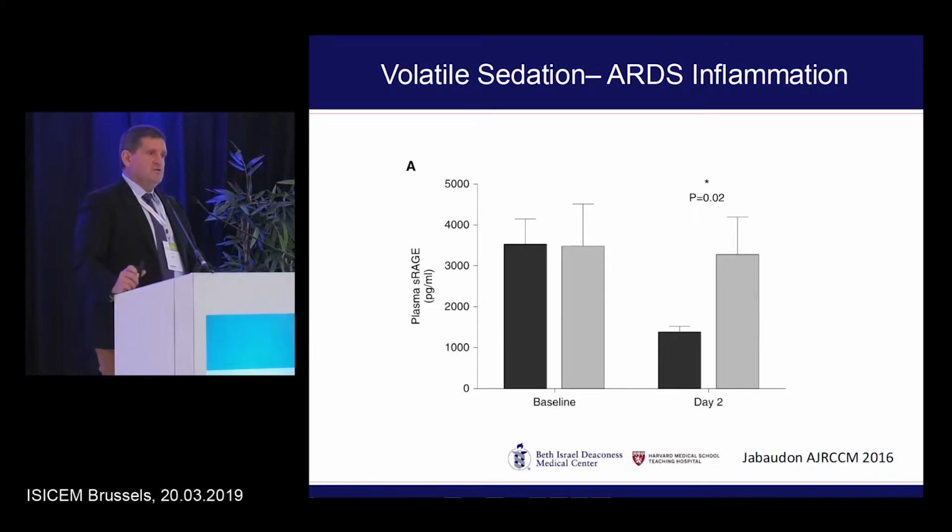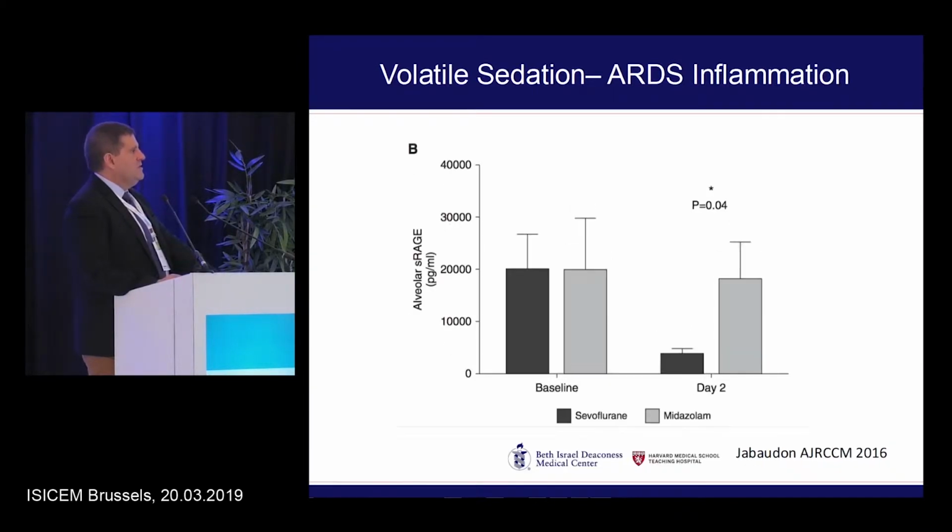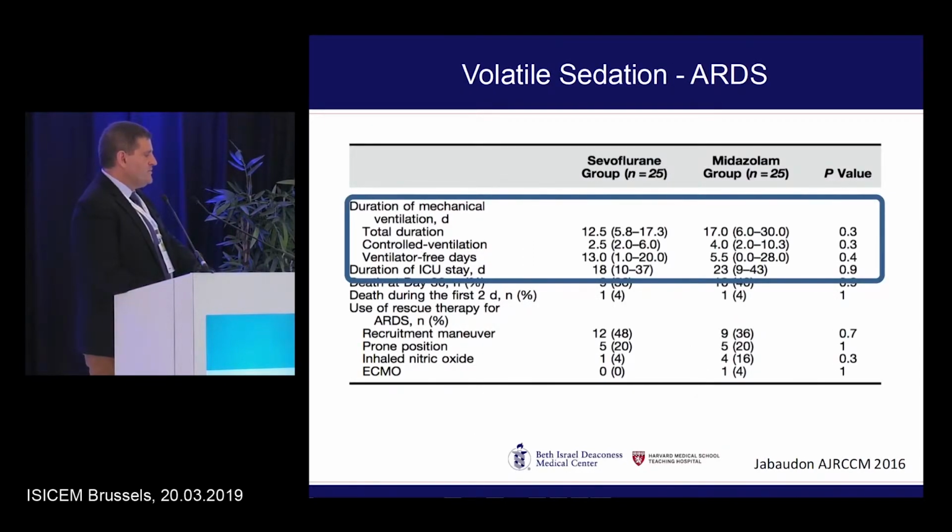These investigators measured sRAGE, which is a very good marker of lung injury, and they measured it in the plasma and found that that was reduced on day 2 in the patients who received inhaled anesthetics. And they interestingly also did a bronchoalveolar lavage and measured it in the lung itself, thereby confirming that it was a reduction in lung injury rather than from another source.